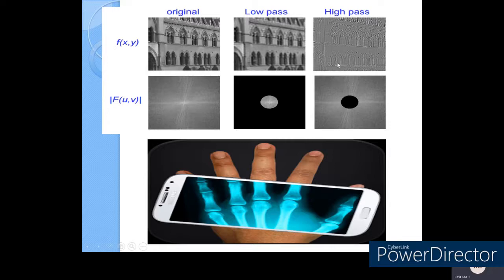Whereas, in contrast to the low pass filter, if the same image is passed through a high pass filter, this is how it will look. The frequency components show the abrupt changes in the given sample values, so it looks like this. And one simple example you can see here is a bare hand being scanned, and this is how you are going to get it.